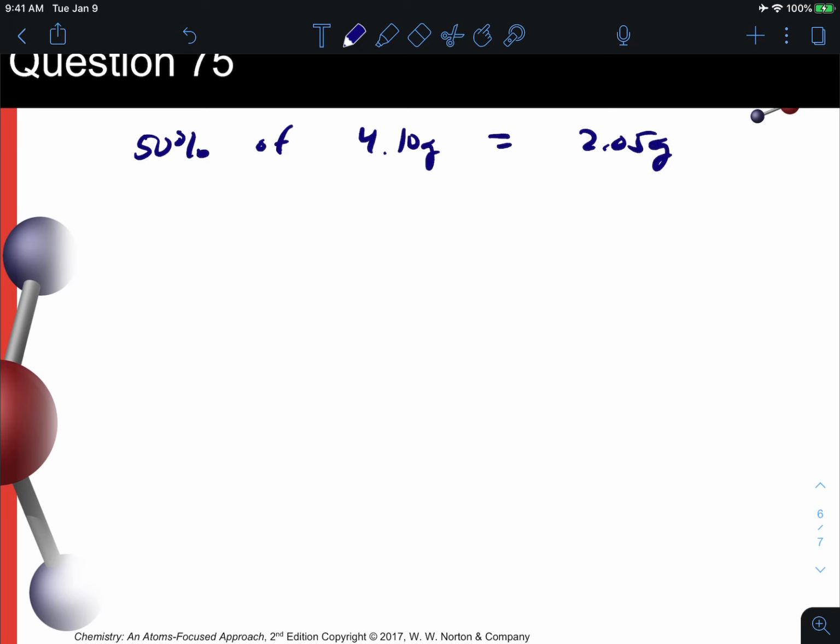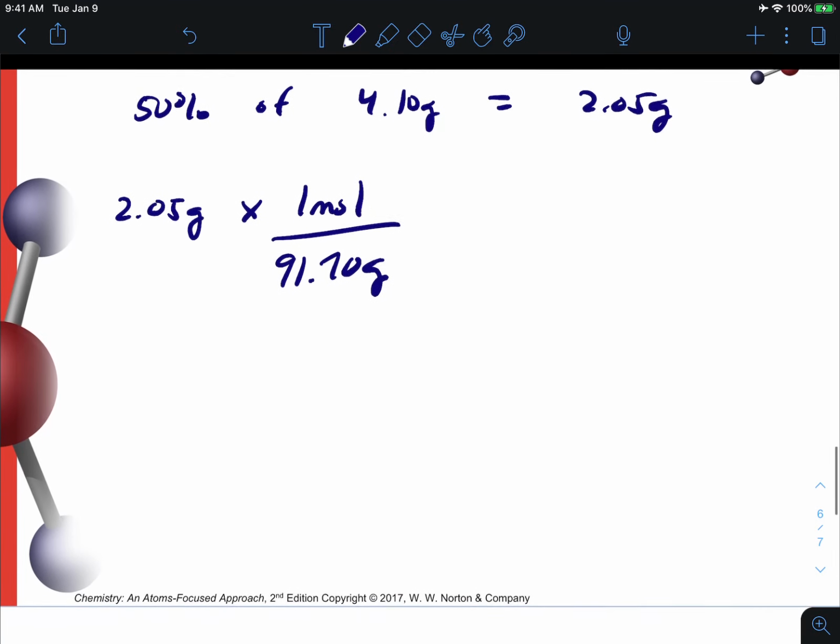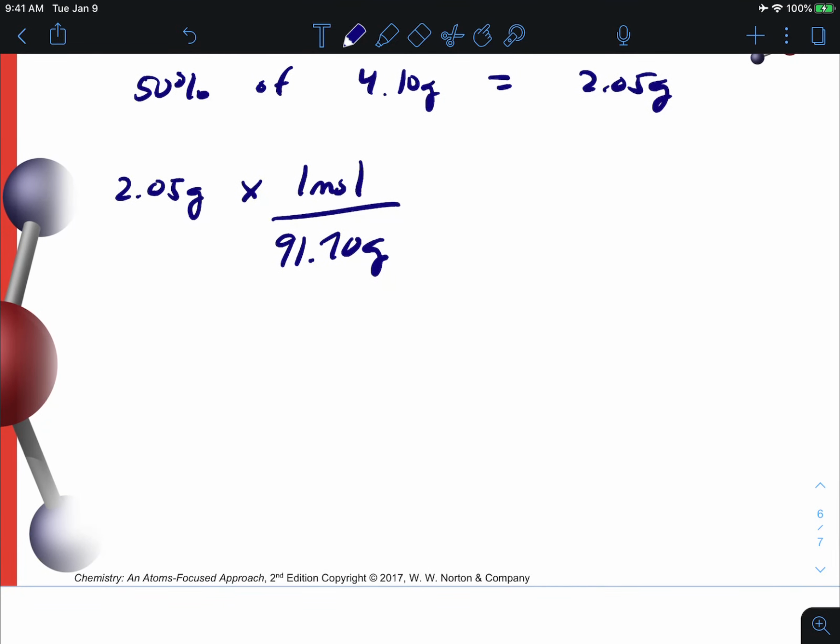Otherwise, we're doing the same thing now. 2.05 grams times, and this was the nickel oxide hydroxide. If you look at the problem, 1 mole is going to be 91.70 grams. Excuse me. This is the same battery that we actually did an example of before with that molar mass. In this case, it's literally nickel plus 4 going to nickel plus 3. So it's going back and forth because it's rechargeable between plus 3 and plus 4.